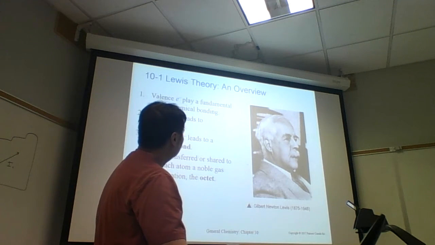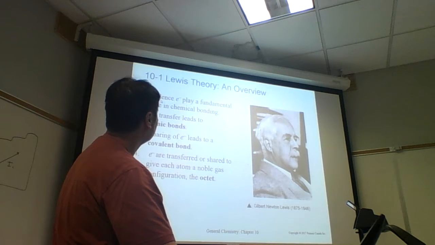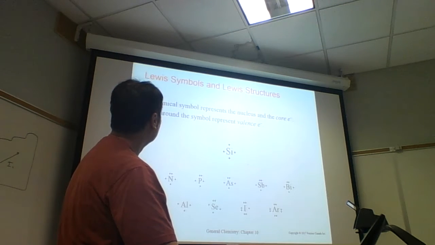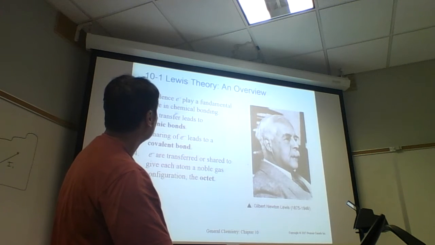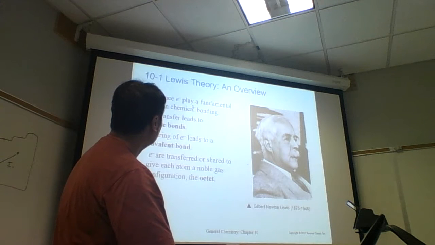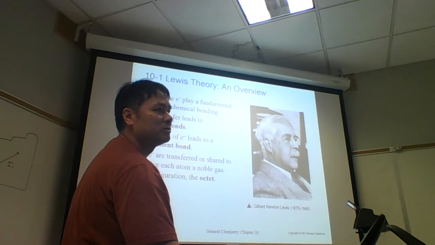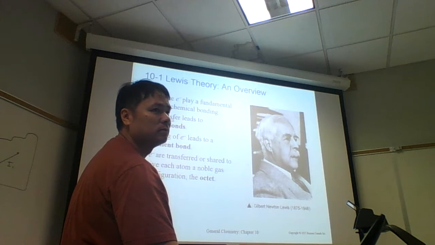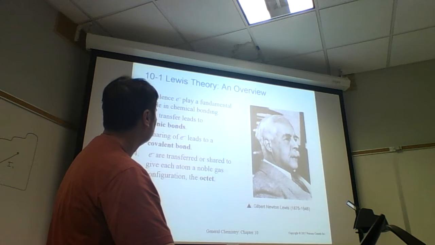This is Lewis here. Lewis theory looks just at the valence electrons. Valence electrons play a fundamental role in chemical bonding. I need one of those pointers. So when we draw Lewis symbols, they just show the valence electrons. Lewis symbols never show the core electrons. So carbon has 6 total electrons, but only 4 valence.